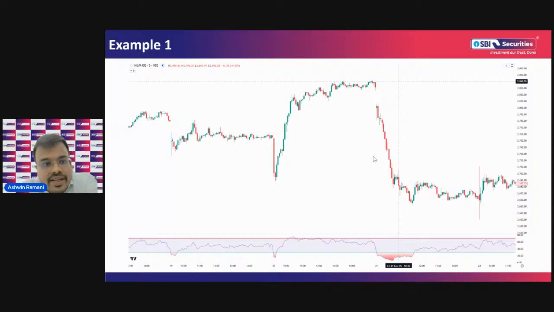This is Mahindra and Mahindra 5 minutes chart in front of you guys. So I want you all to look at the chart carefully first, and then tell me. I want you to give me a time period where there is a divergence signal plus your entry. So this is your example 1. This is Mahindra and Mahindra 5 minutes chart.